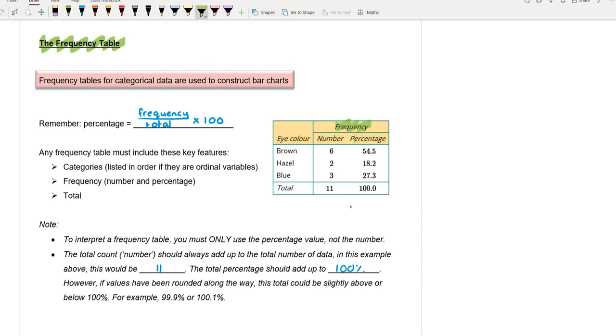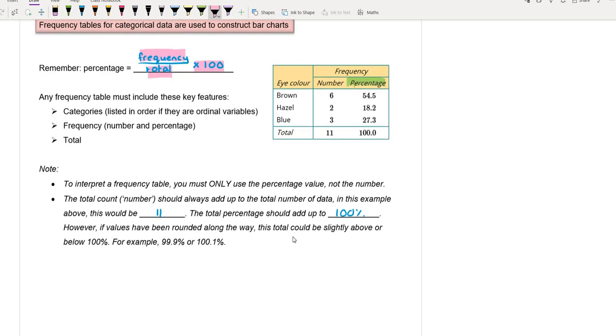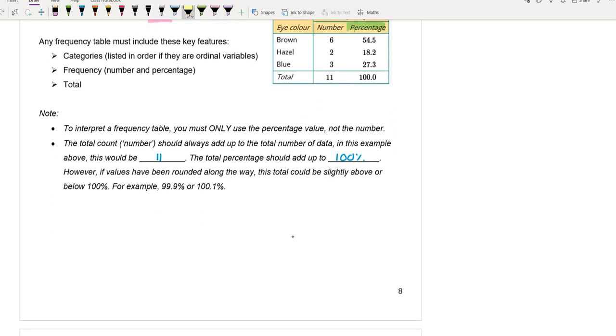Just as a reminder, to find the percentage of each category in a frequency table, all you need to do is take that frequency, divide it by the total, and times 100 to it. There's a couple of things you need to be careful of when we do frequency tables, especially when we analyze the data that we have in a frequency table. From here, we're going to only use the percentage of each category rather than the actual number of the frequency. So we're focusing on the percentage, not the number.